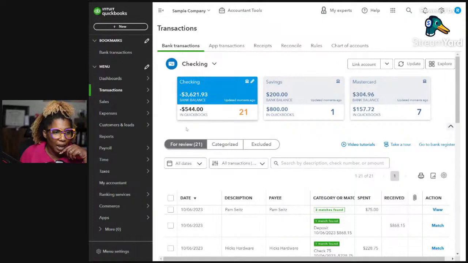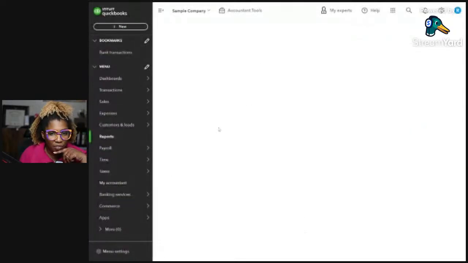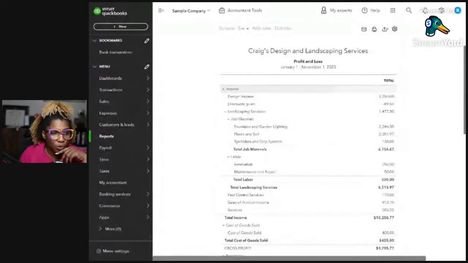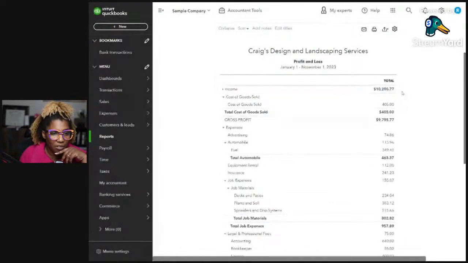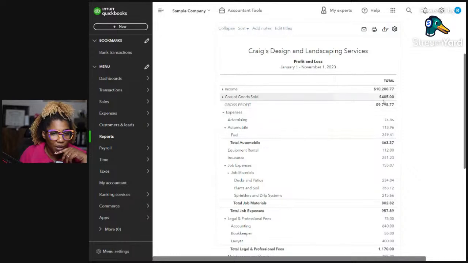The fun part is that after you have gotten all the transactions categorized, you come to reports. My favorite report is the profit and loss report, which will show you your income. In this case, we can see that Craig made $10,000. There's some cost of goods sold, $405. We're looking at the year to date, January to November.